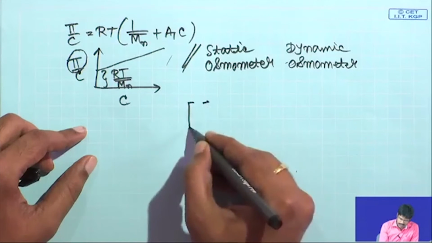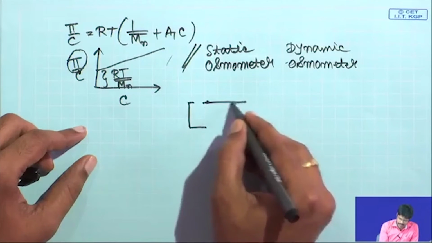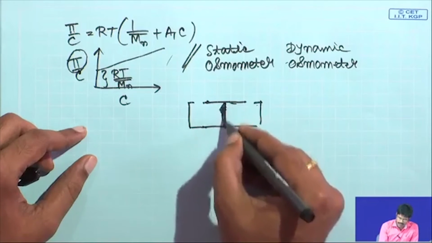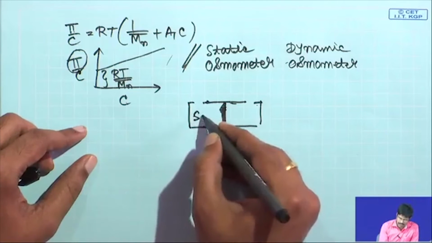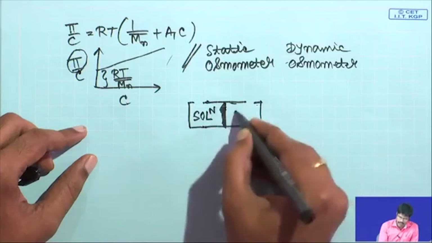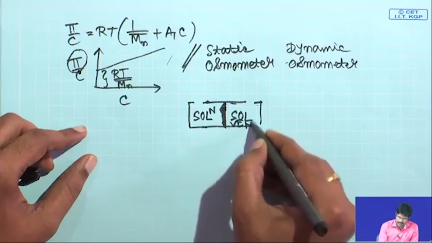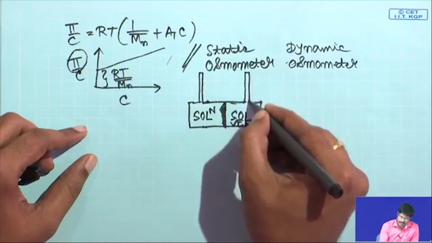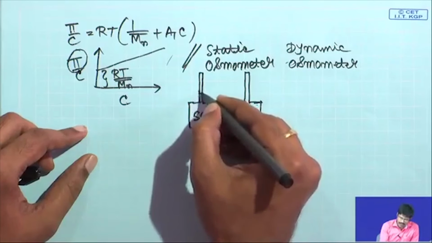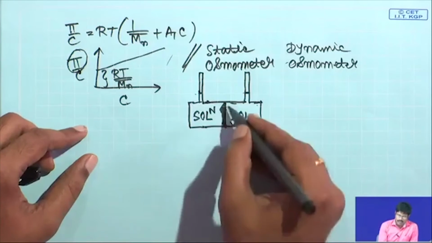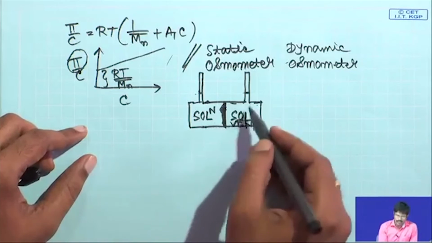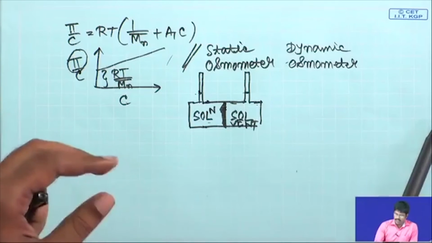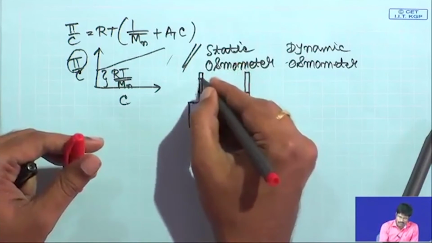So, I am just drawing a schematic. You have basically chambers like this. You have a semi permeable membrane here, say you have a solution here and you have the solvent here, and you have some capillary on both sides. Initially both of them have the same height. Now, when you put the semi permeable membrane, what will happen? The solvent will flow to this side and this height will change. So, let us say this height changes to here.